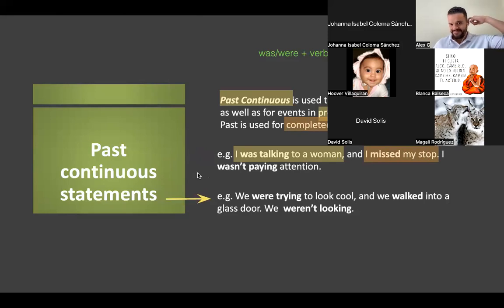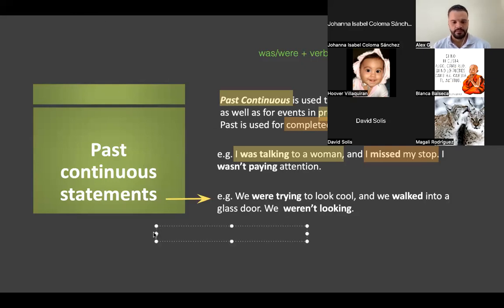We're trying to look cool and we walked into a glass door. We weren't looking, we walked straight into the glass door, okay? And you can see, again, it's going to be very, very similar, okay? All right, guys. So maybe we can give an example.